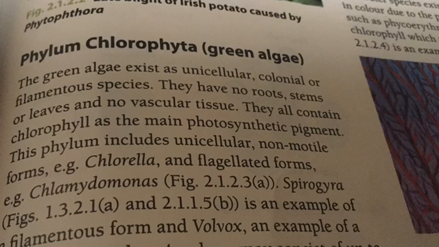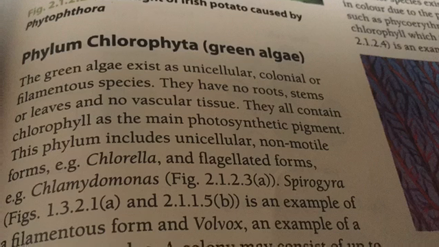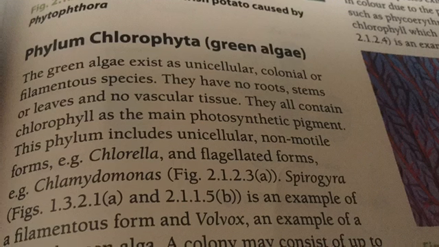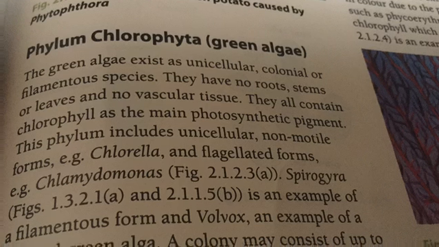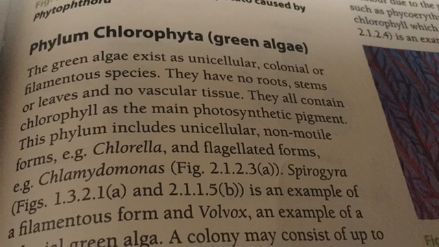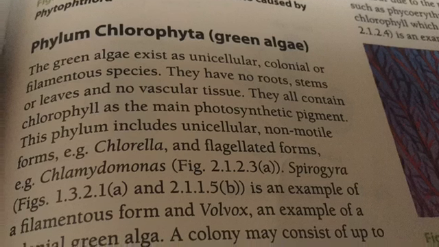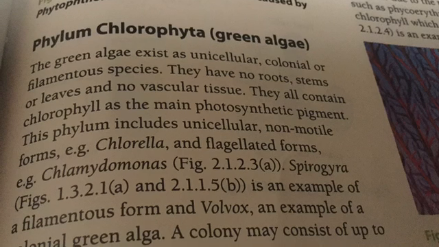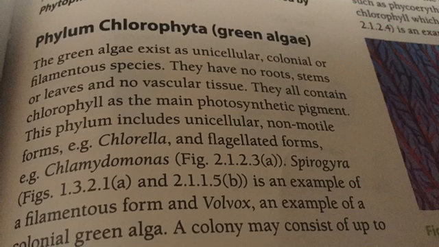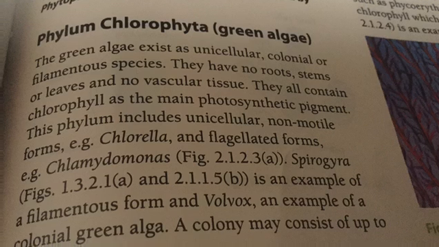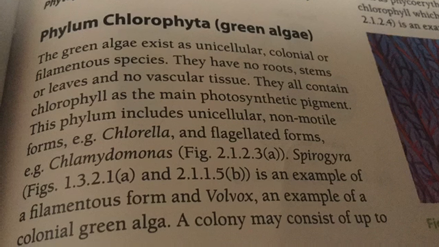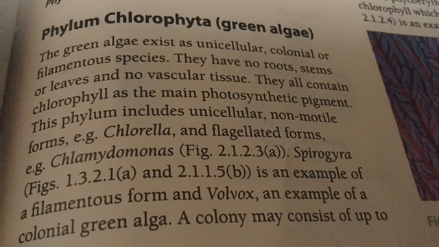Phylum Chlorophyta, green algae. The green algae exist as unicellular, colonial or filamentous species. They have no roots, stems, or leaves, or vascular tissues. They all contain chlorophyll as the main photosynthetic pigment. This phylum includes unicellular non-motile forms, example Chlorella, and flagellated forms, example Chlamydomonas.